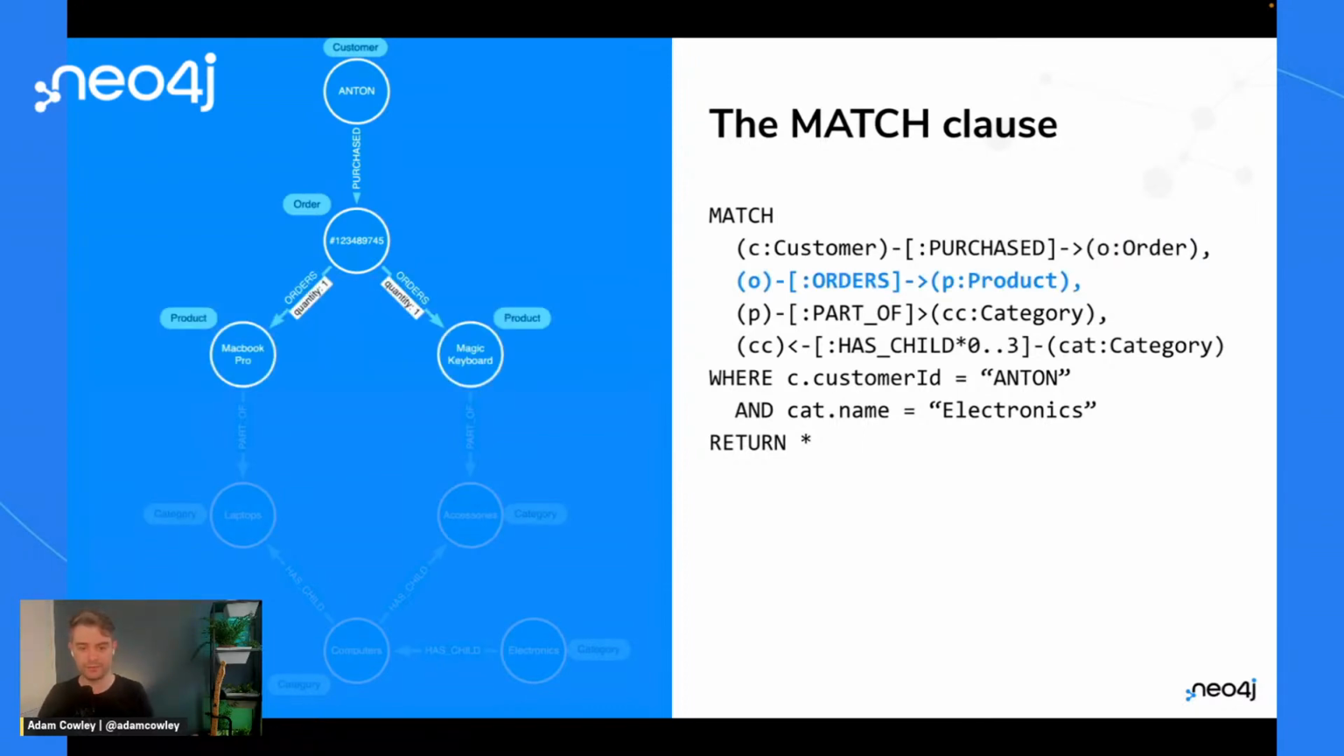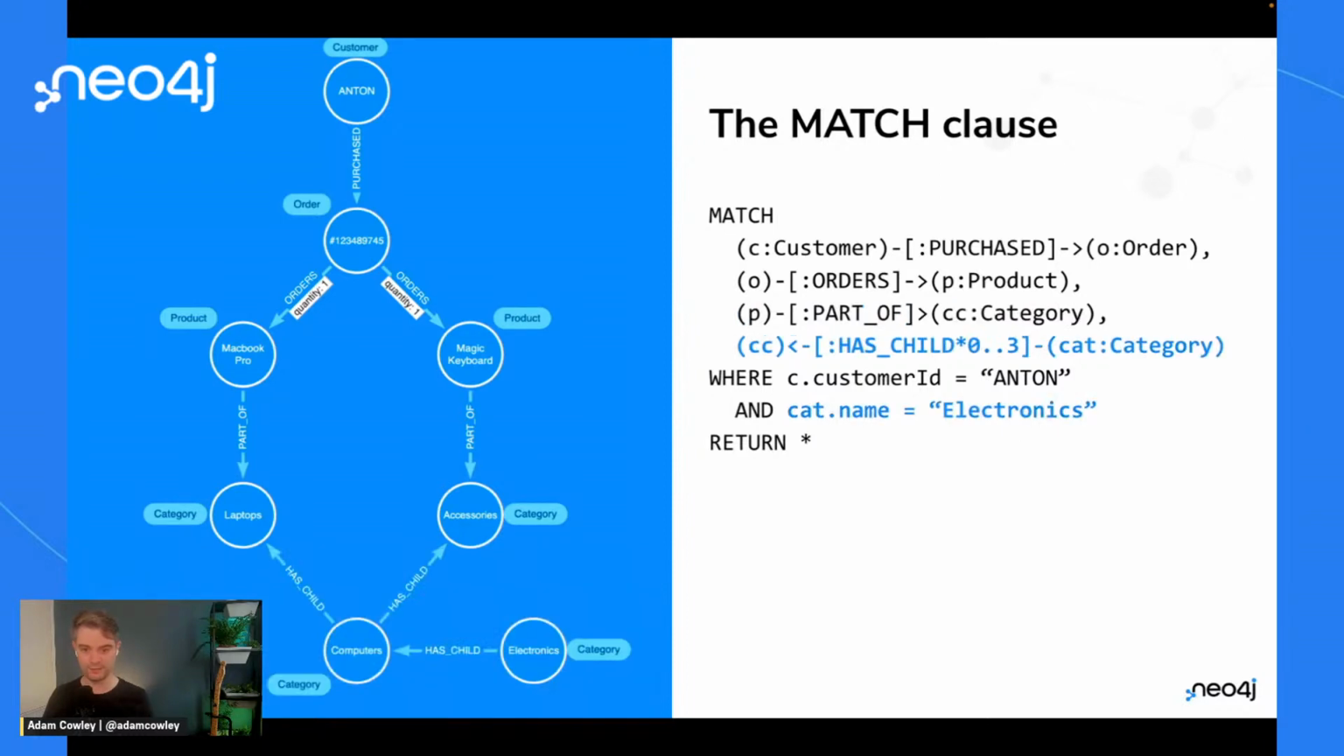Then we expand out through the orders relationship in the outgoing direction from that order node to another node. We give that a variable P, and then we check that it has a product label on there. Then again, expand out through the part of relationship to find a category. In this case, it's CC.